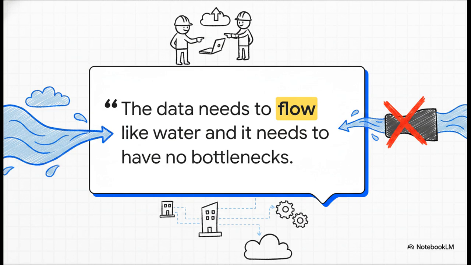Martin Day summarized the ultimate goal of these open ecosystems perfectly when he said, the data needs to flow like water and it needs to have no bottlenecks. For small architecture firms, bottlenecks are literally the enemy of profitability. When data flows like water, your team can iterate faster, communicate clearer, and avoid that devastating rework that happens when someone is accidentally working off an outdated PDF.